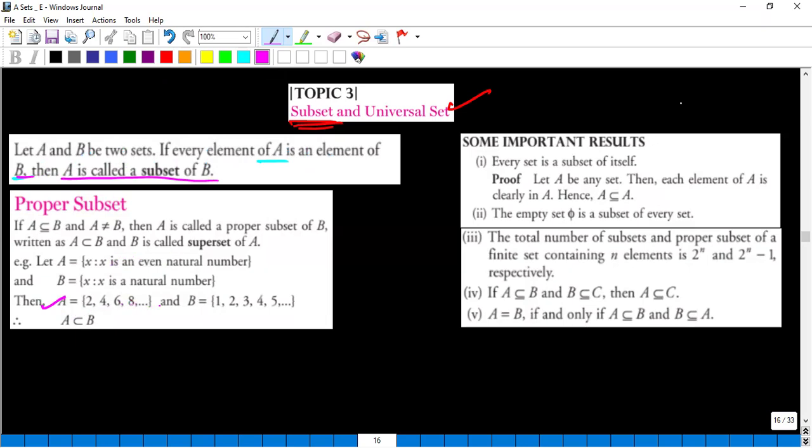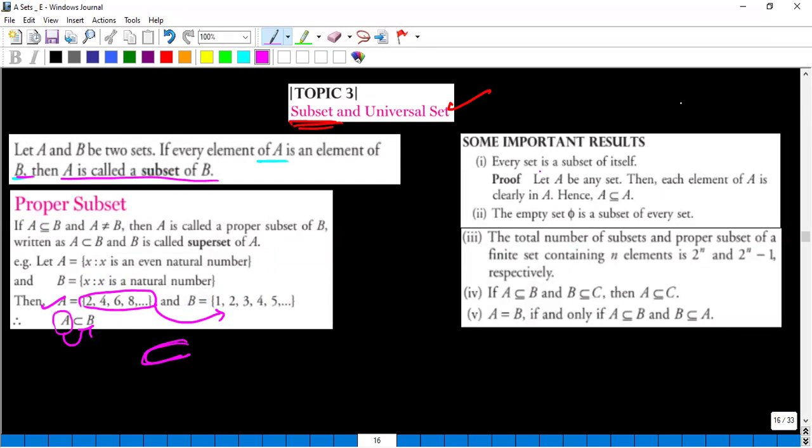2, 4, 6, 8, and so on; 1, 2, 3, 4, 5, and so on. In this case, whatever elements are there in A, all those elements you can see in set B. Set B is bigger than set A, we can tell, because set A is only even natural numbers and set B is the set of natural numbers. So you can tell all elements of A are in set B. So A is a subset of B. The symbol is called subset. Okay.